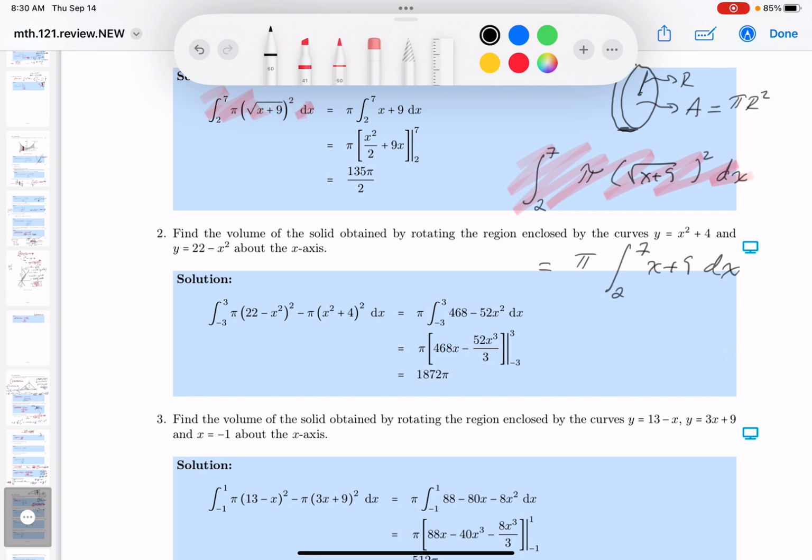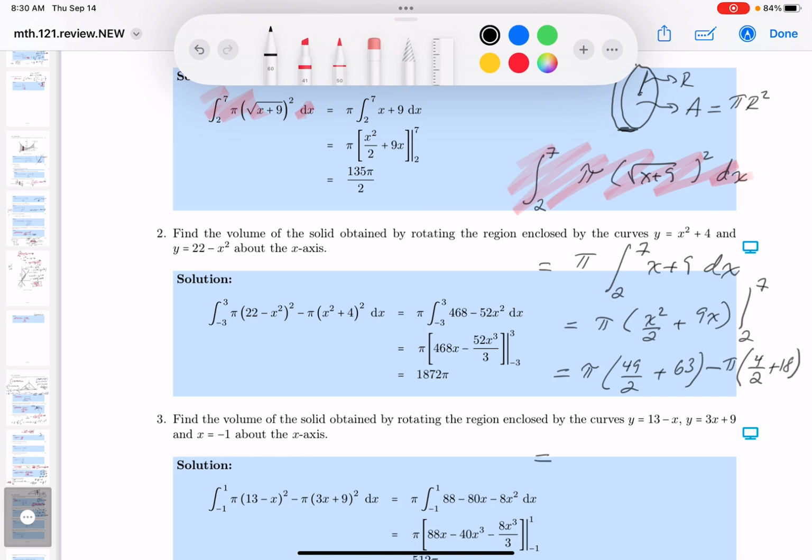Equals pi. This would be x squared over 2. I said 9. It's actually 9x. Limits of integration 2 to 7. You can get pi. X squared is going to be 49 over 2, and 9 times 7 is 63. Minus pi. We're going to do 2 now. That's going to be 4 halves plus 18.